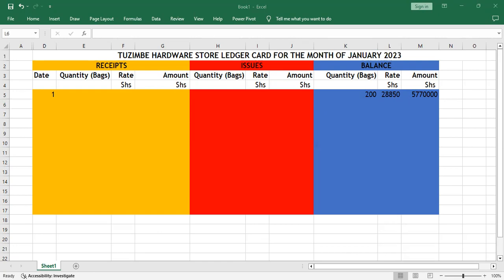dates. So our next transaction is on 5th, where we purchased 300 bags. So on 5th, we come under the receipts. Whenever you purchase, you record under the receipts. So on 5th, we purchased how many bags? We purchased 300 bags at a rate of how much? How much is the cost of each bag?